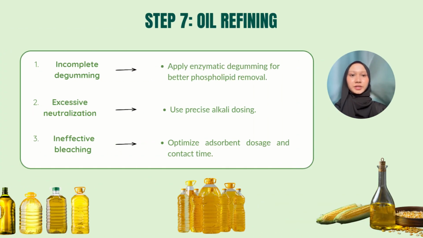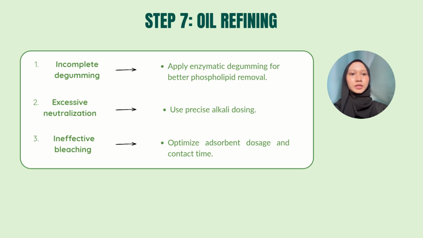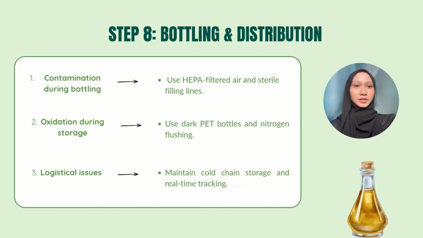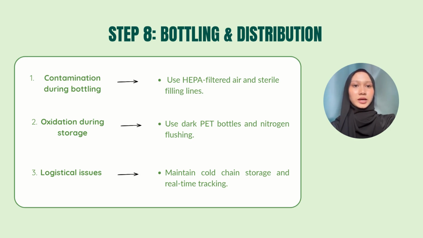In step 7, oil refining. Incomplete degumming is solved with enzymatic degumming for better phospholipid removal. And for the excessive neutralization issue, alkali dosing is used to prevent it. And ineffective bleaching is improved by optimizing adsorbent dosage and contact time. Next, for the last step of corn oil processing, which is bottling and distribution. The first issue is contamination during bottling, and it is solved with sterile filling lines and HEPA filtered air. Oxidation during storage is minimized with nitrogen flushing and dark PET bottles.